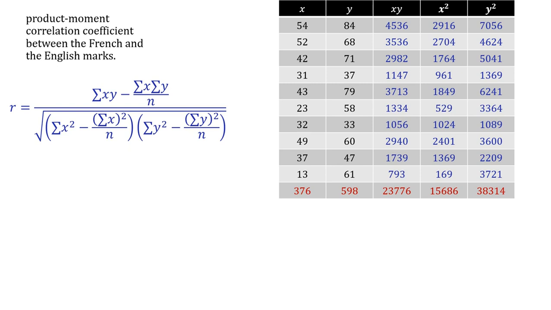Okay, so the next is the sum. After we have calculated everything from 1 to 10, we now obtain the sum, and the sum gives us 23,776. Now the next is we have x squared.